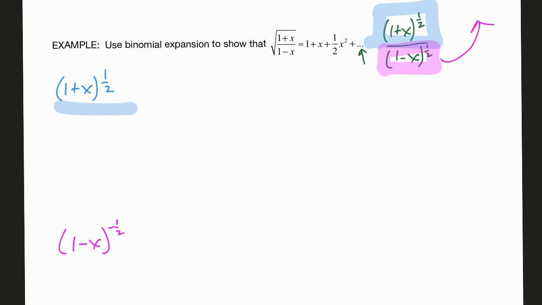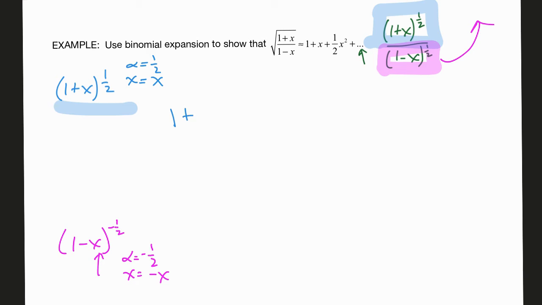Okay, so let me expand the top one, the one in blue. Again, trying to color code this. In the one in blue, my alpha is going to be 1/2, and my x is going to just be x. Versus down below, here my alpha is negative 1/2, and my x is negative x. All right, again, if you're looking at the formula, it's a 1 plus x, which is making this look kind of strange.